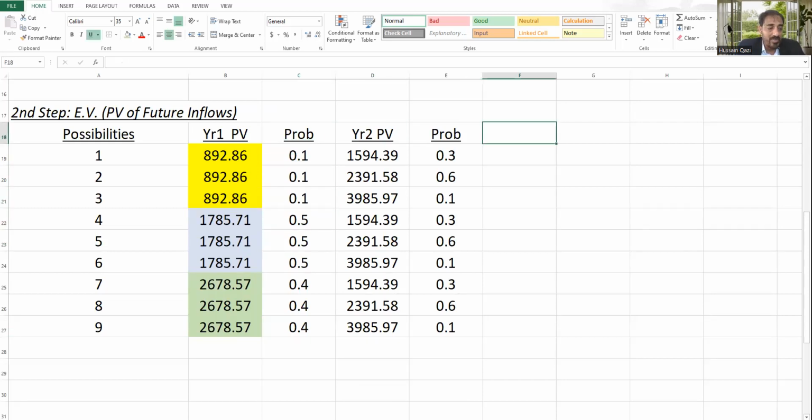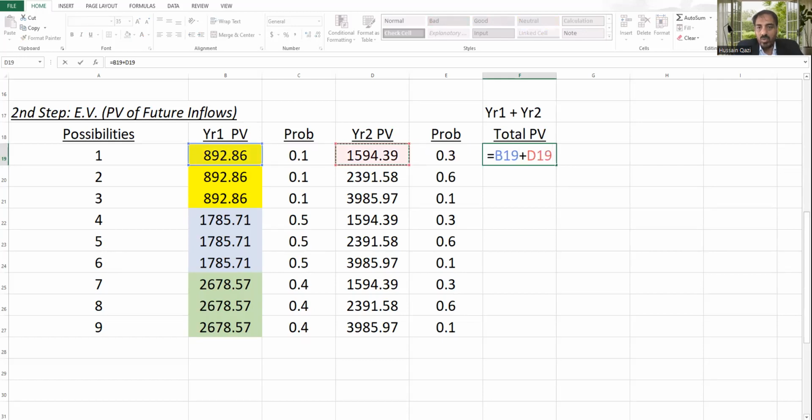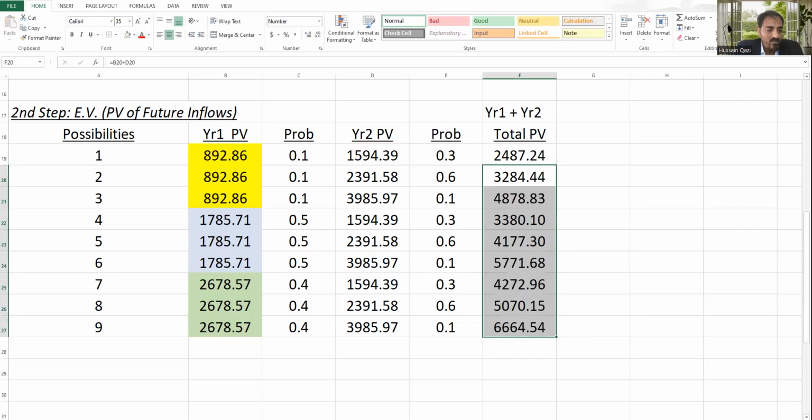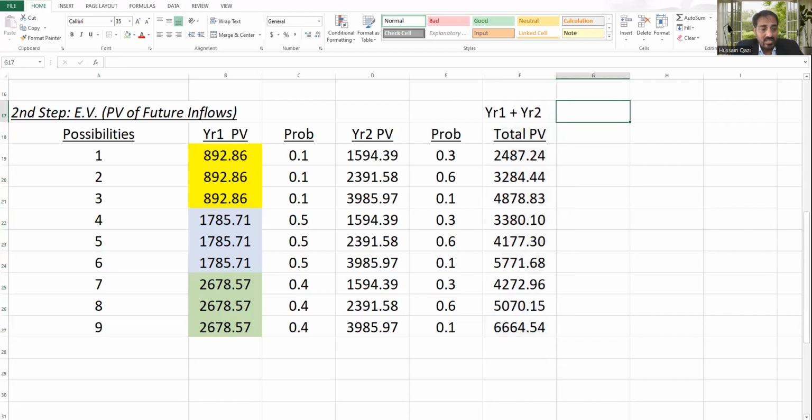Now, how to build the joint probabilities? Number 1, first of all, if we calculate the total NPV, so first require total present values. Here, total present value means year 1 plus year 2. So here we calculate year 1 plus year 2. But definitely these are the total present value, not affecting the probabilities.